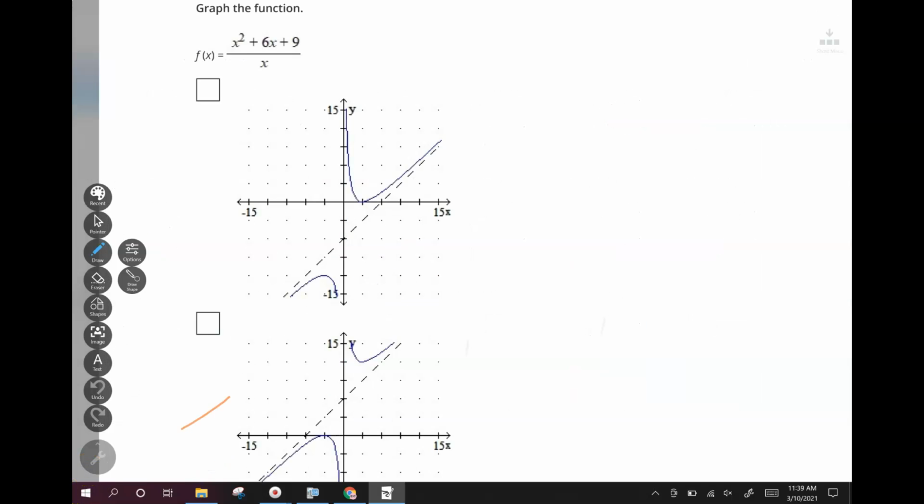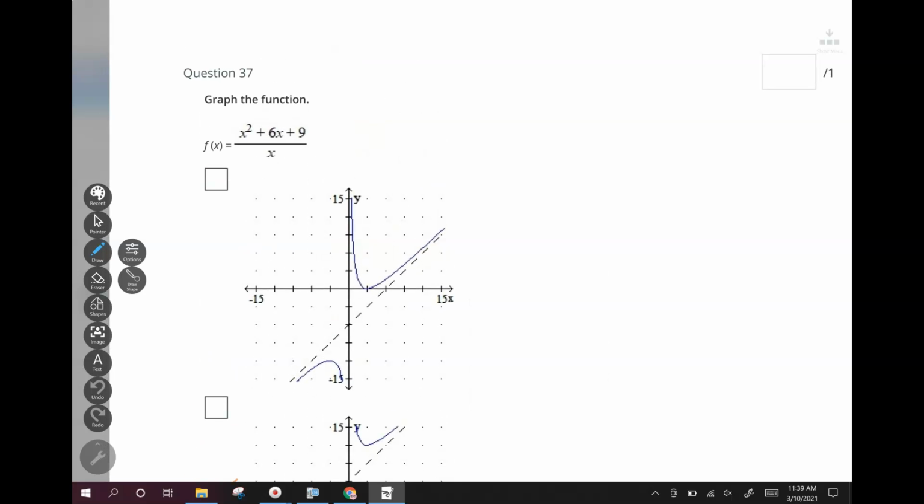All right, number 37. As you can see by looking at your options, you're going to have a slant asymptote on this one. You should be able to tell that also because the degree of the numerator is greater than the degree of the denominator. So how do you get that slant asymptote? You get that by dividing your numerator by your denominator. You could, again, do synthetic division here with 0 in the box, or you can just do x squared over x plus 6x over x. You don't need to do the 9 over x because that is your remainder. 9 over x doesn't affect your asymptote.